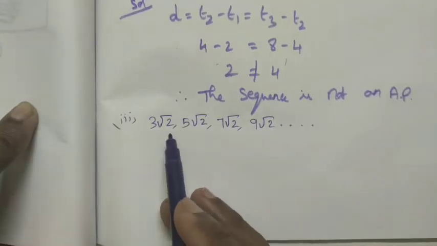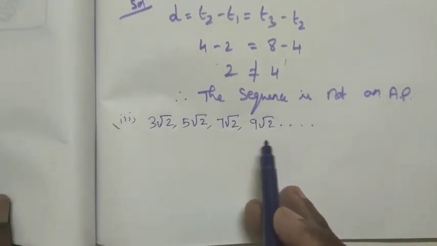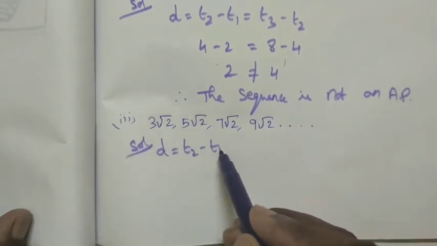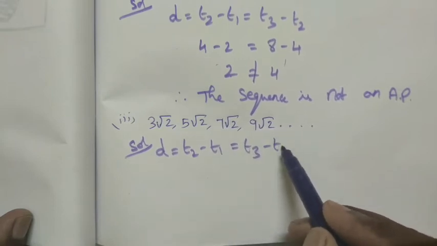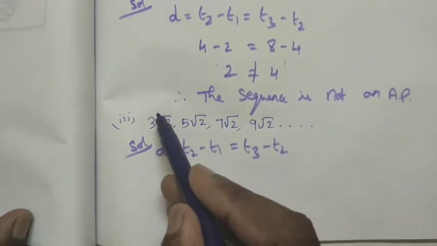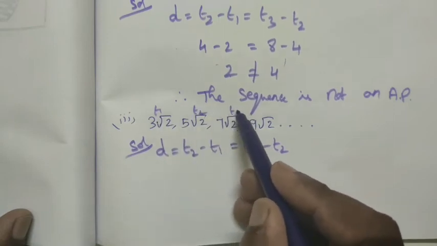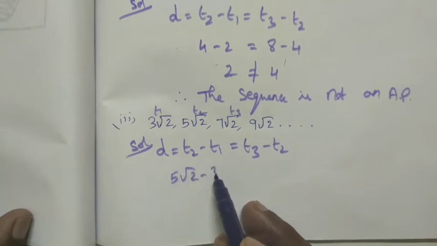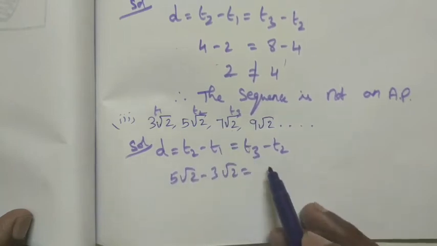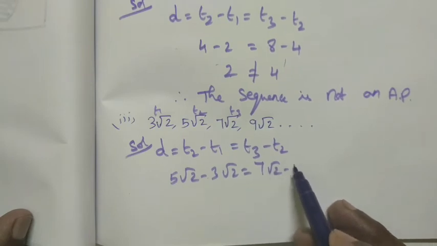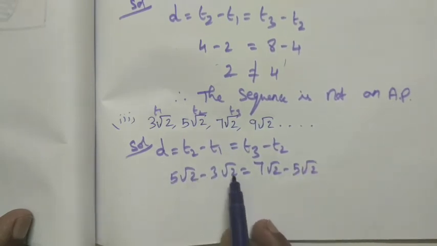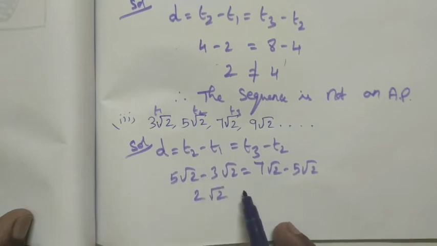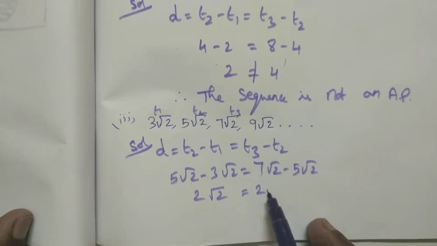See the third Roman number, 3 root 2, 5 root 2, 7 root 2, 9 root 2. Solution. D is equal to T2 minus T1 is equal to T3 minus T2, right? Here this is T1, T2, and then T3. So T2 minus T1 is 5 root 2 minus 3 root 2, and T3 minus T2 is 7 root 2 minus 5 root 2. Here the root 2 is common, right? So 5 root 2 minus 3 root 2 means 2 root 2. 7 minus 5 is 2, and root 2 is common.